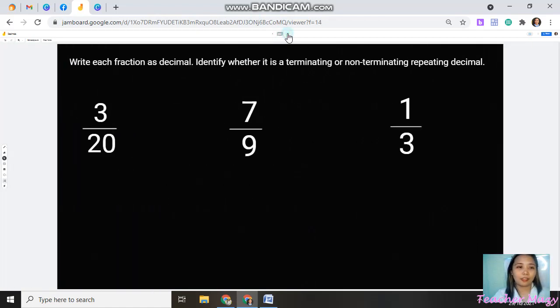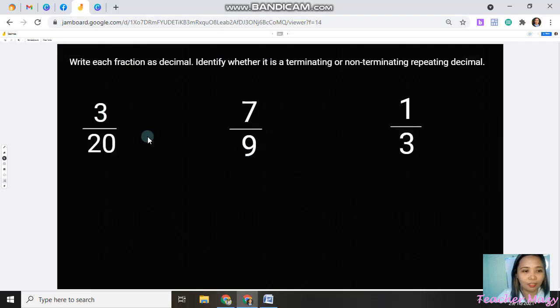So, let's practice. Write each fraction as a decimal. Identify whether it is a terminating or non-terminating repeating decimal. You may pause this video, answer this, and then go back after you answer to check.